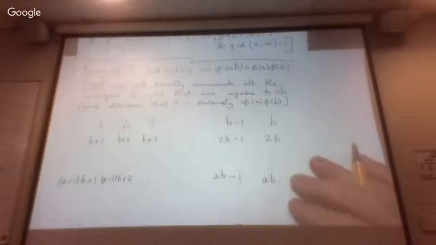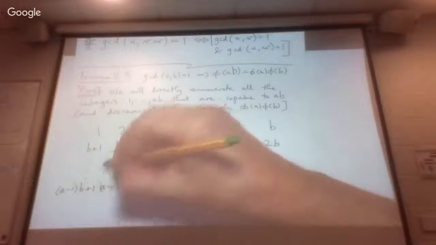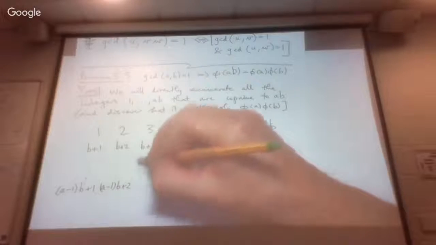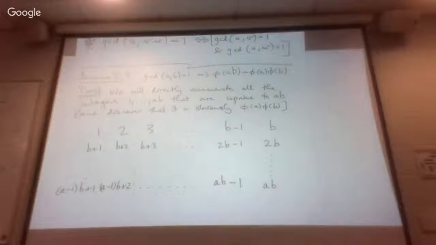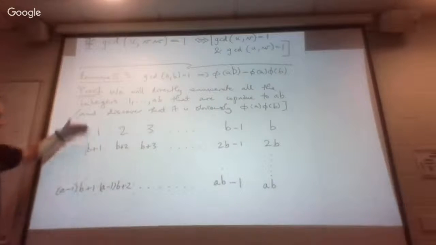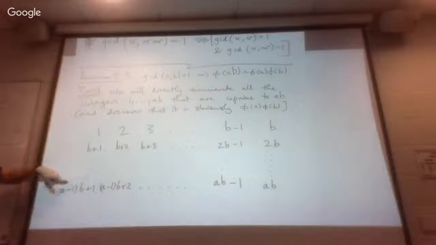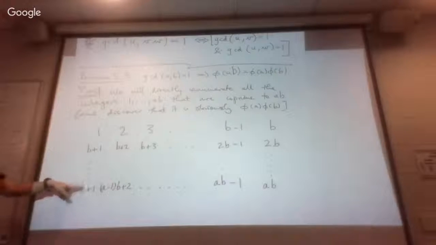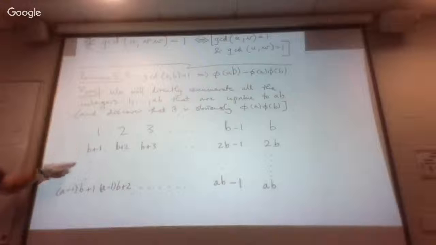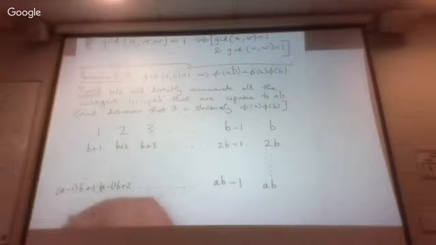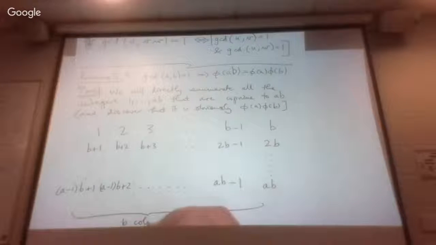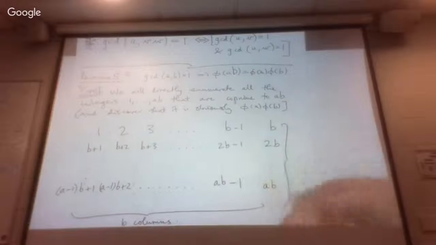The dividing line there is just to make it clear. Okay, so we've laid out all the numbers in a grid, in a matrix, with b columns and how many rows? Actually, look, it's the multiple of b that's counting the rows: 0 times b, 1 times b, all the way up as far as a minus 1 times b. So there's a rows. b columns and a rows.